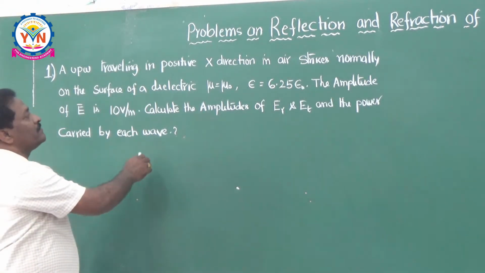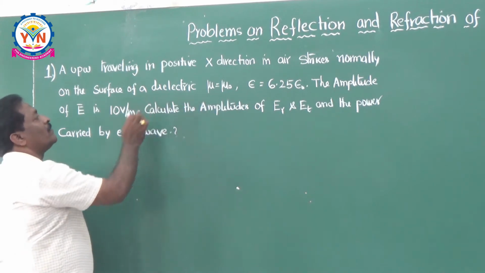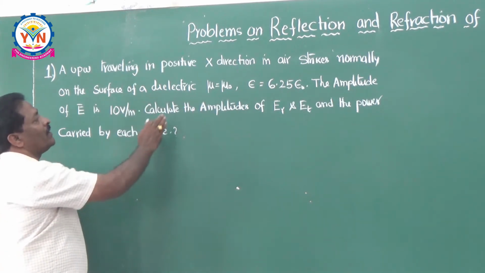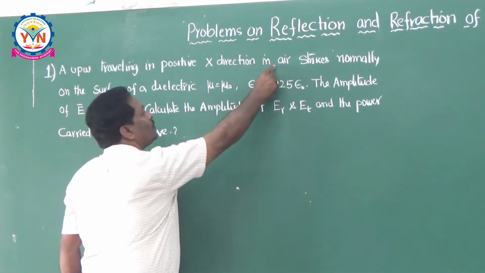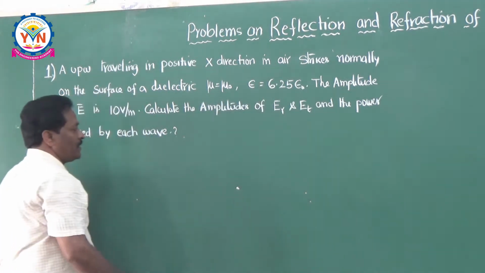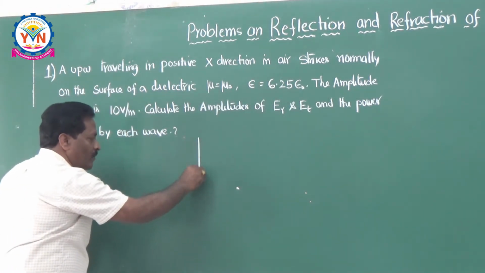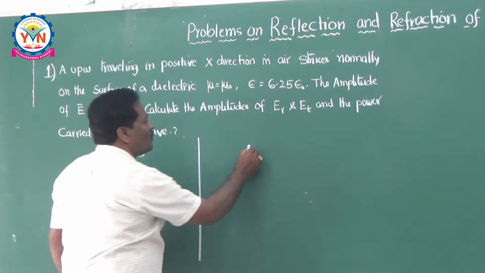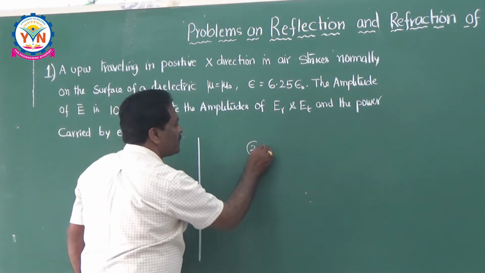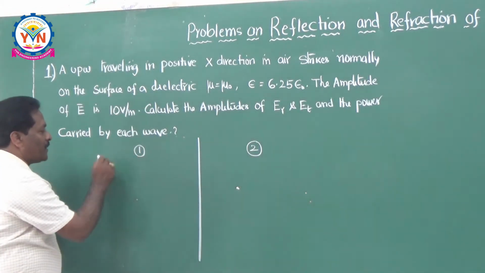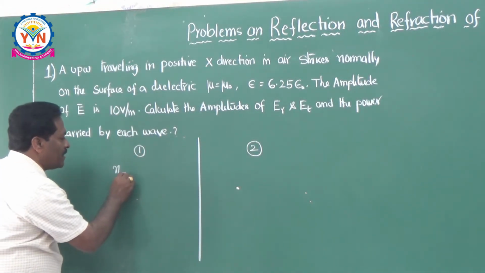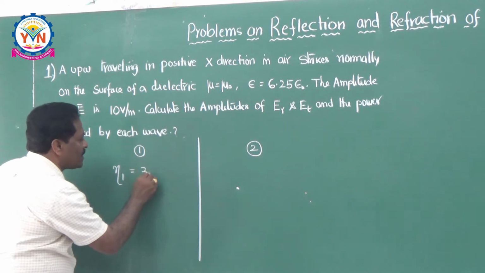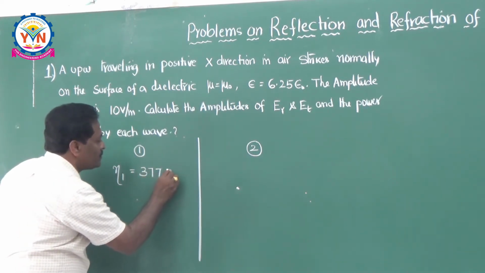Just by seeing this problem, we can understand that the wave is propagating from air to a dielectric material. So, medium 1 is nothing but air, that means free space, and medium 2 is a dielectric material. As it is free space, the intrinsic impedance eta 1 is equal to 377 ohms.